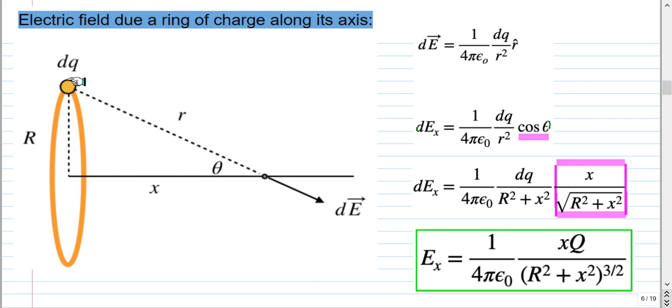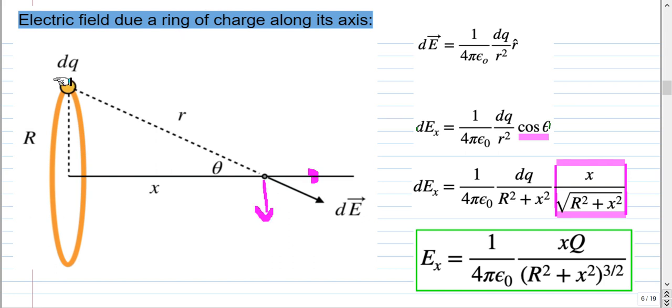The electric field due to this element at this point will be in this direction, and the electric field is 1 by 4 pi epsilon naught dq by r square into r cap. This is by Coulomb's law and the definition of electric field: r cap is in the direction of the line joining the source charge and the point we are measuring the electric field, pointing away from the source charge. So this electric field will have two components. One is along the axis and one is vertically downwards.